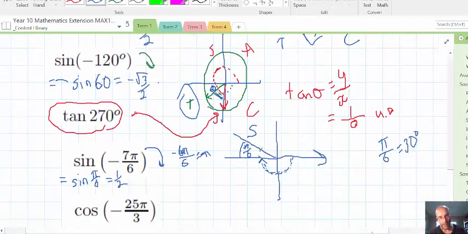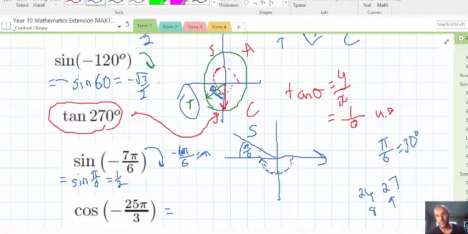Alright, one last one. This one is a bit more advanced. Not only is it in radians, not only is it a negative angle, it's a big angle. Now, your 3 times tables, well, we have 3 times 8 is 24, and 3 times 9 is 27. So it's between 8 and 9. So that is a difficult one to think about. It's negative 8 and 1/3 pi.